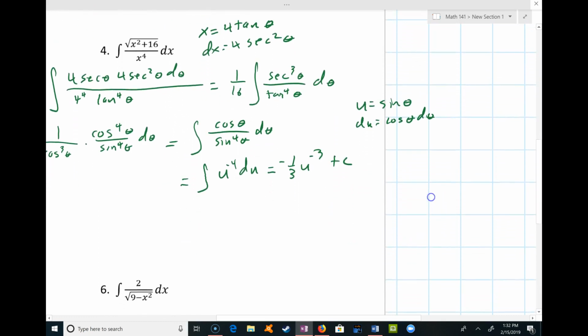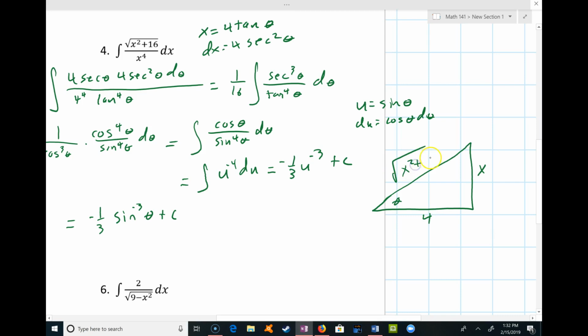Now we've got to do a series of substitutions to get back to where we're supposed to be. So that would be negative 1/3 sine to the negative 3 theta plus c. But then sine, so we need a triangle. Here's my triangle. Here's my theta. And we had tangent is x over 4. So that'd be x and 4, which means this is going to be the square root of x squared plus 16. So that means sine would be x over the square root.